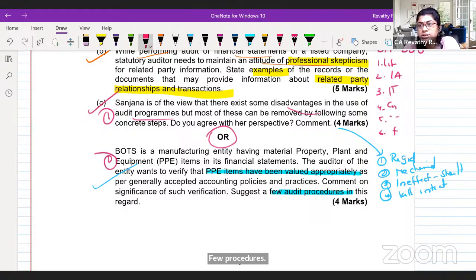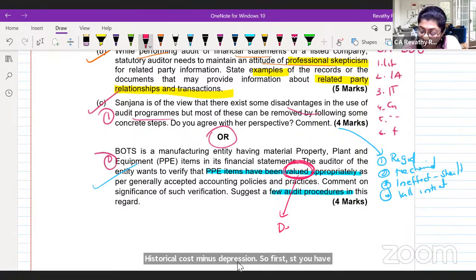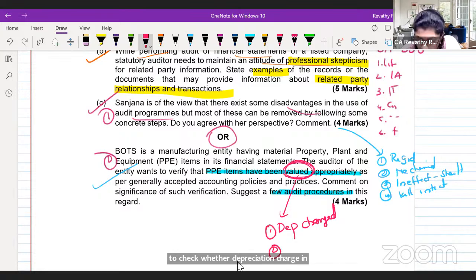Okay, you guys are saying title deed, CARO, proper records, purchase document. You didn't read the question. Are they asking you generally to check the PPE? No. You are asked only to check the valuation. How you check the valuation? Historical cost minus depreciation. So first you have to check whether depreciation charge has been done. Is it done? If done, method of depreciation.